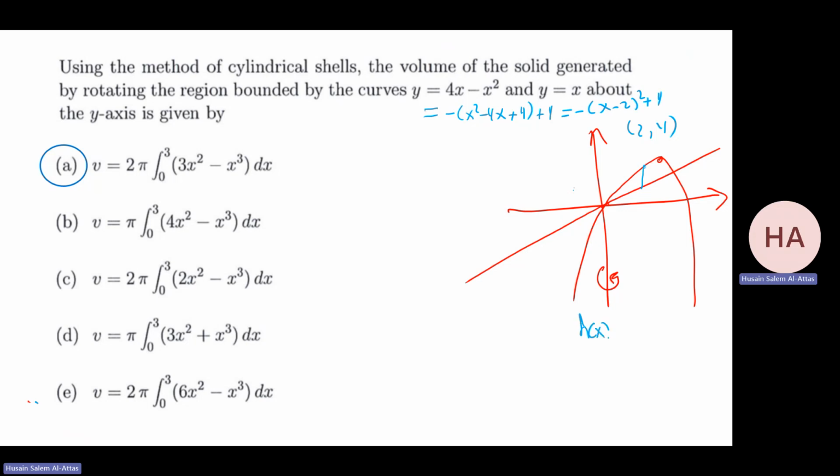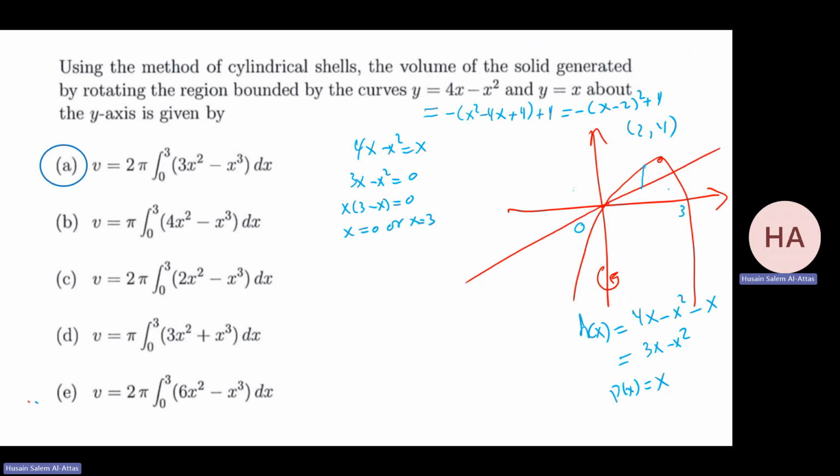So h of x will be the parabola, which is 4x minus x squared, minus the line, which is x. So that will be 3x minus x squared. P of x would be x. And from where to where? From 0. What is the value? Equate them. I have 3x minus x squared equals 0. Take x out, I have 3 minus x equals 0. So I have x equals 0 or x equals 3.